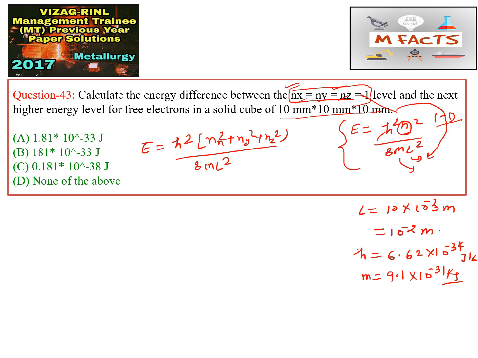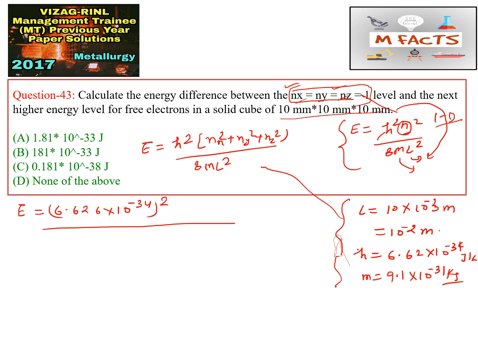Now we will put these values here and try to find the value of energy. E is equal to, the h value is 6.626 multiplied by 10 power minus 34, whole square. From here we can do the whole square, and nx, ny, nz is equal to 1, so 1 square plus 1 square plus 1 square.